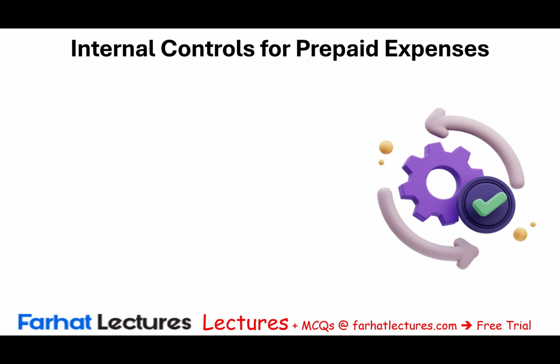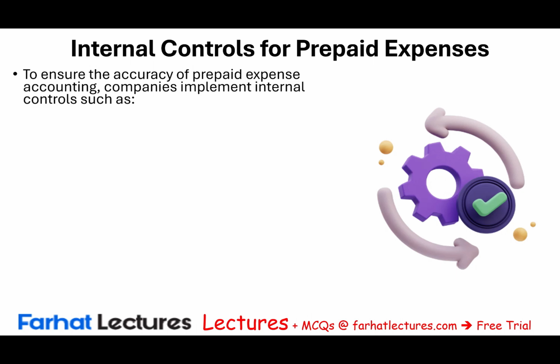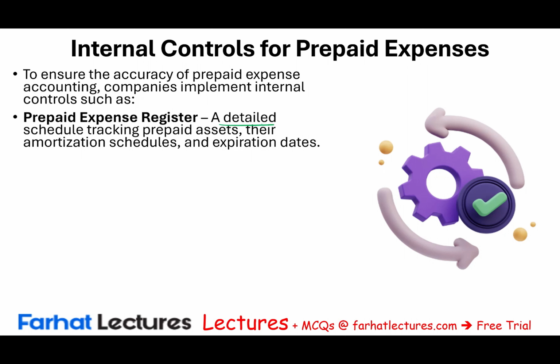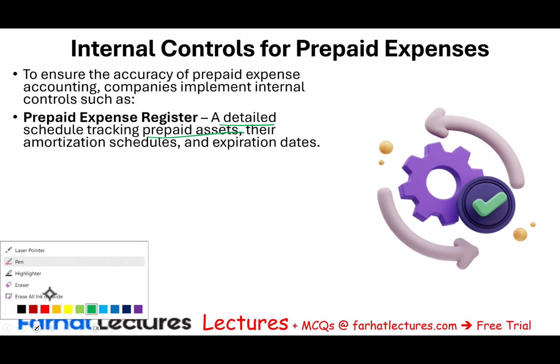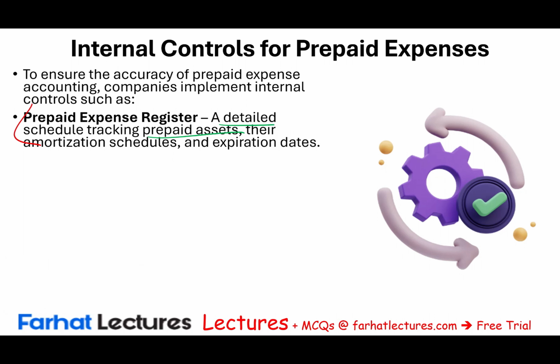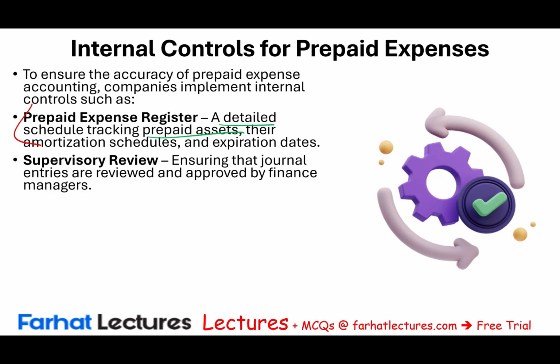The first thing I will do is, just like in any cycle, the auditor is expected to do what? To evaluate the internal control over prepaid. So to ensure the accuracy of prepaid, companies implement certain internal controls that the auditor will have to evaluate, like a detailed schedule tracking prepaid assets, their amortization schedule and expiration date. So companies will have a schedule of their prepaid with detailed information.